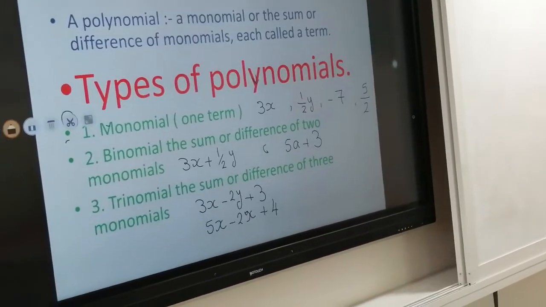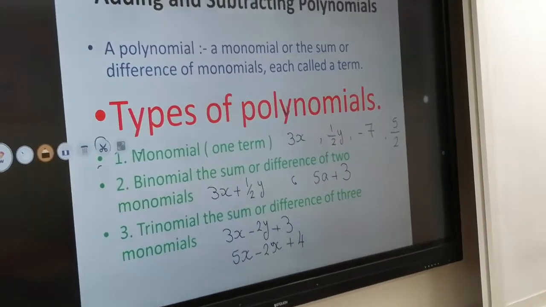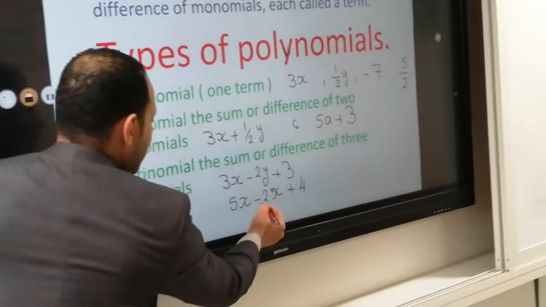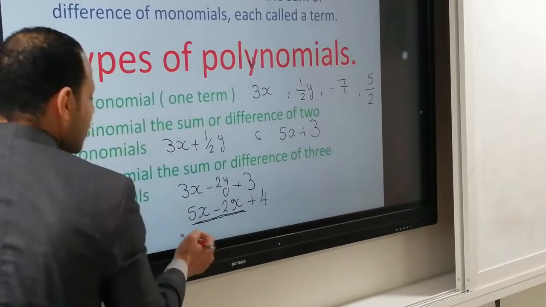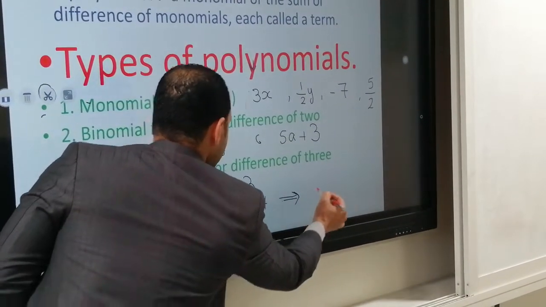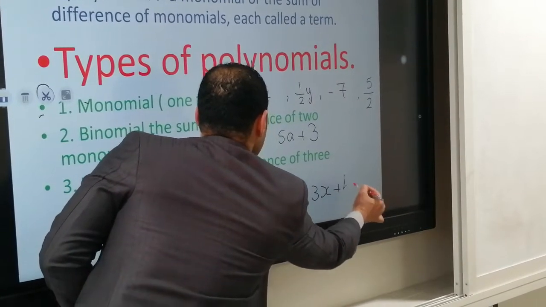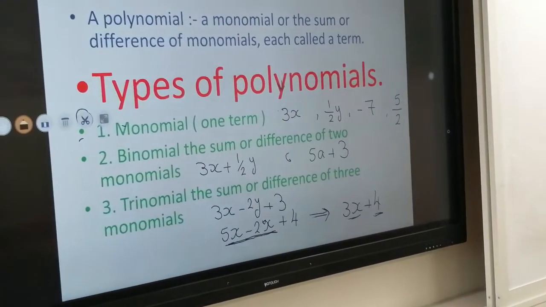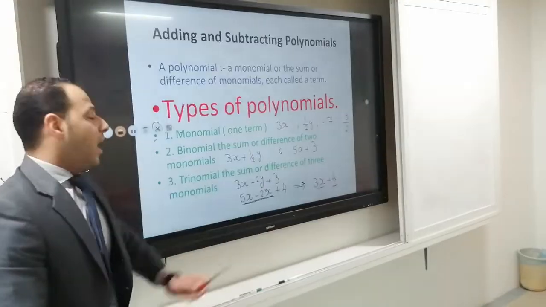Is this a trinomial? Let's check. This is not a trinomial. Why? Excellent. Because we have two like terms. If you add or collect these two like terms, the result will be 3x plus 4. So how many terms do we have now? Only 2. So for a trinomial, it must be unlike terms.